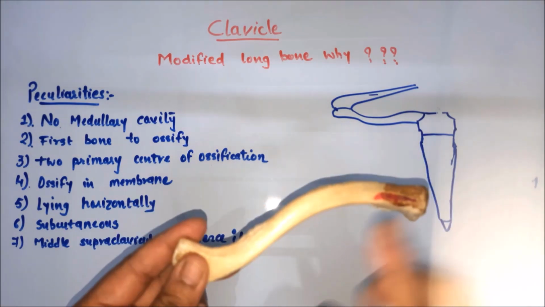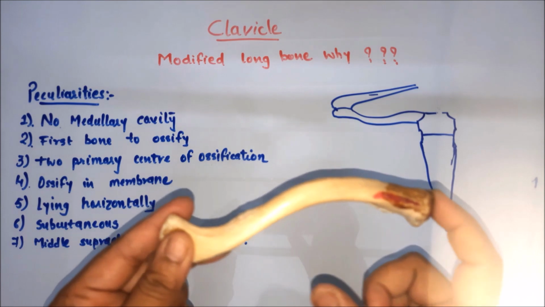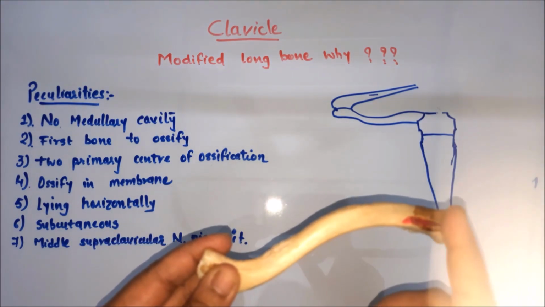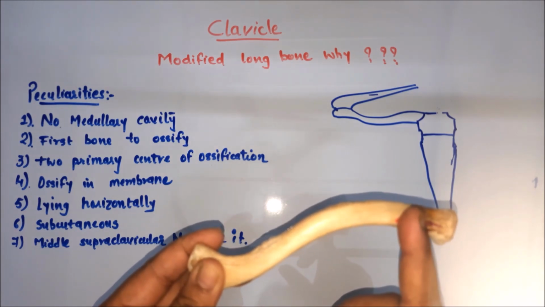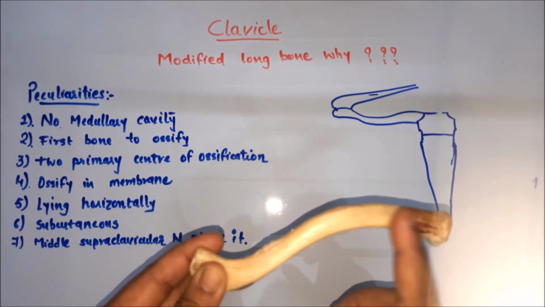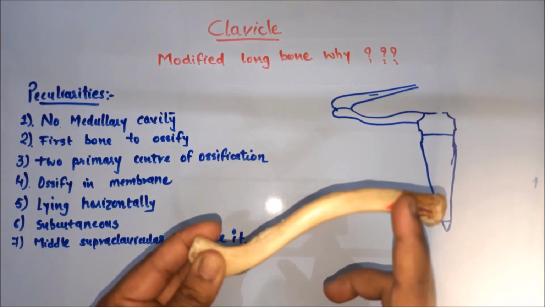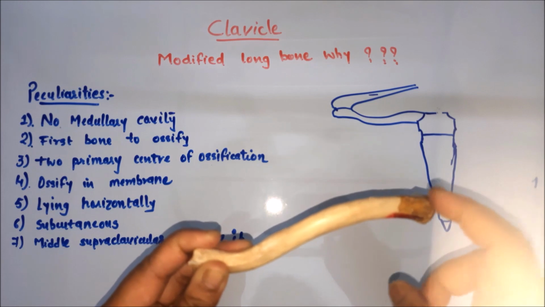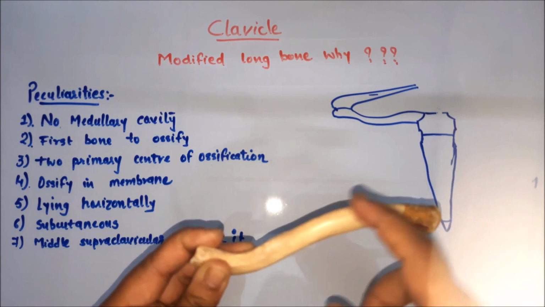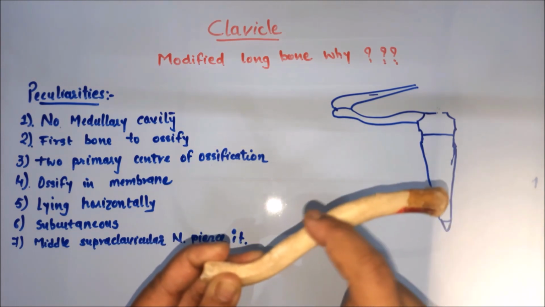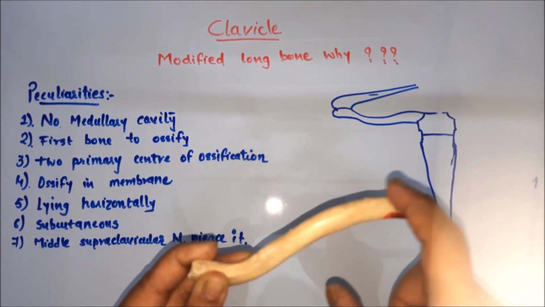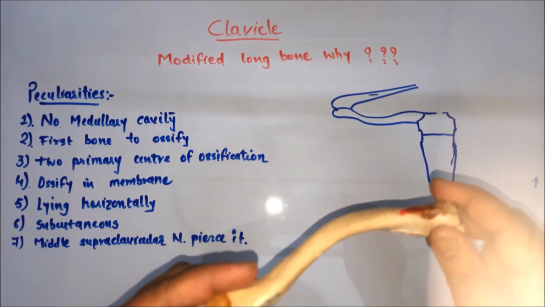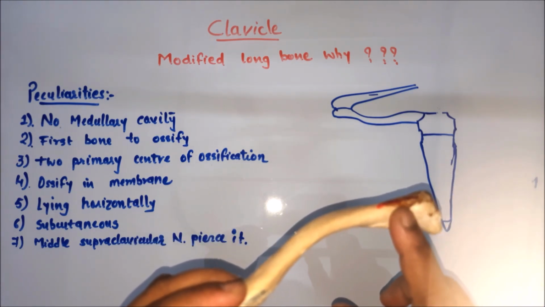Now let us move toward the medial side attachments. On the medial side, the superior surface gives origin to the sternocleidomastoid muscle. Here there will be the origin of the sternocleidomastoid. On the anterior surface, the medial two-thirds portion gives origin to the pectoralis major muscle. Here there will be the origin of the pectoralis major muscle.